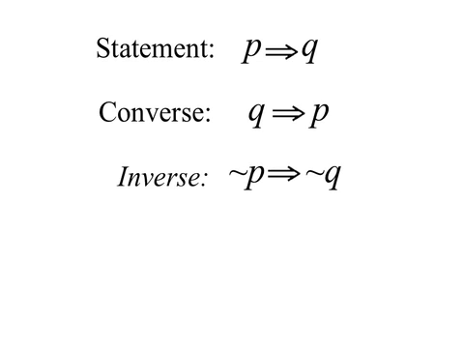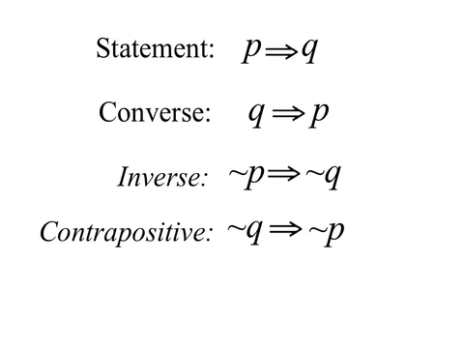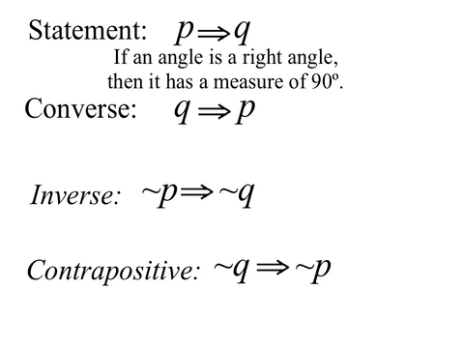The inverse. If not P, then not Q. And the contrapositive. If not Q, then not P. Notice the contrapositive is the converse of the inverse. Now let's look at these four concepts for our definition for a right angle. Our statement is, if an angle is a right angle, then it has a measure of 90 degrees.